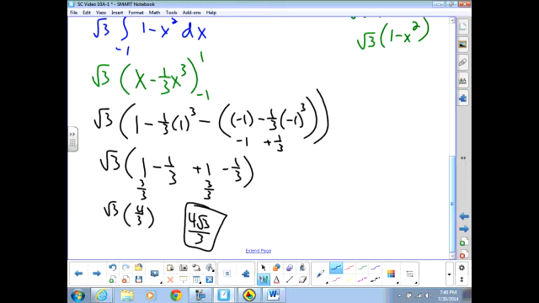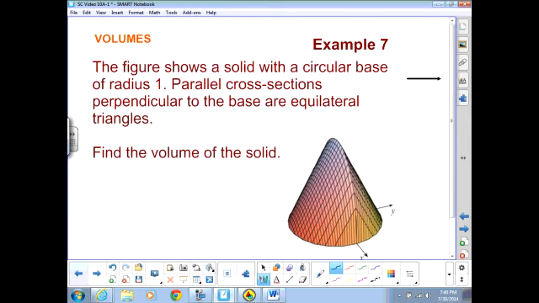Now what that represents is our volume of our solid. That original picture we had that had a circle of radius 1 and equilateral triangle cross sections has a volume of 4 square root of 3 over 3.